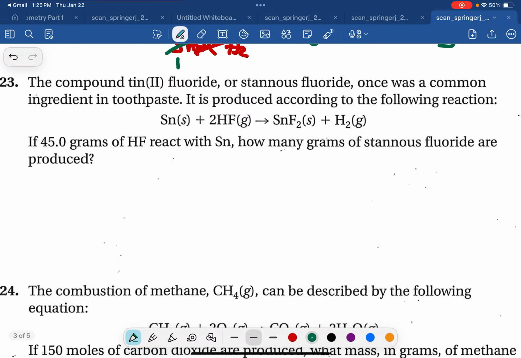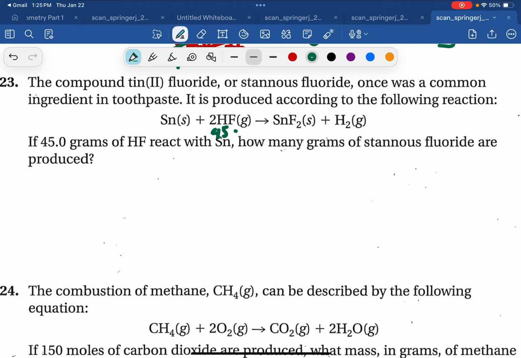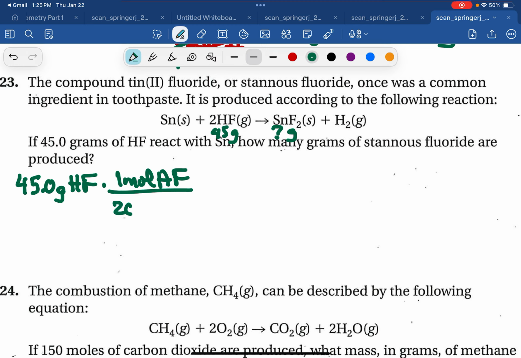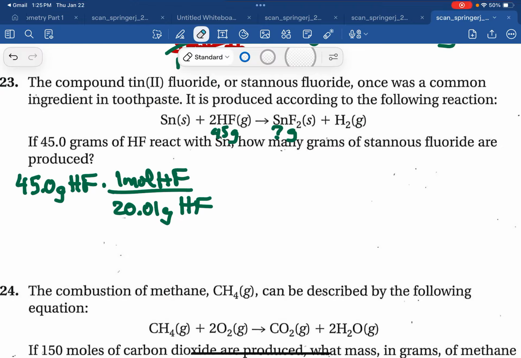The compound tin(II) fluoride, or stannous fluoride, is used in toothpaste, according to the following reaction. 45 grams of HF reacts with Sn. How many grams of stannous fluoride can be produced? So we'll start with our 45 grams of HF. 1 mole of HF is 19 plus 1.01, 20.01 grams of HF. Sorry, that H doesn't look like an H, does it? Now it does.